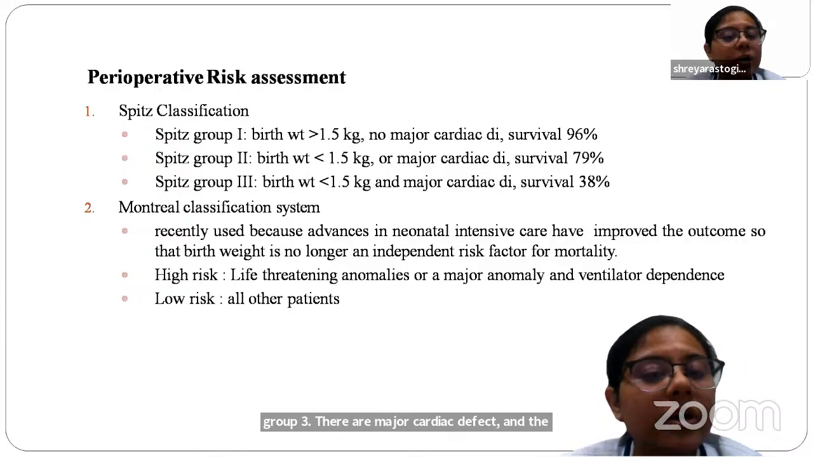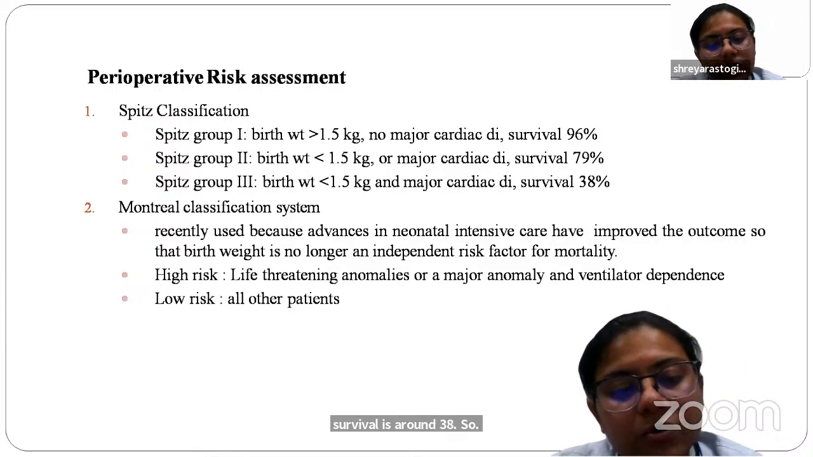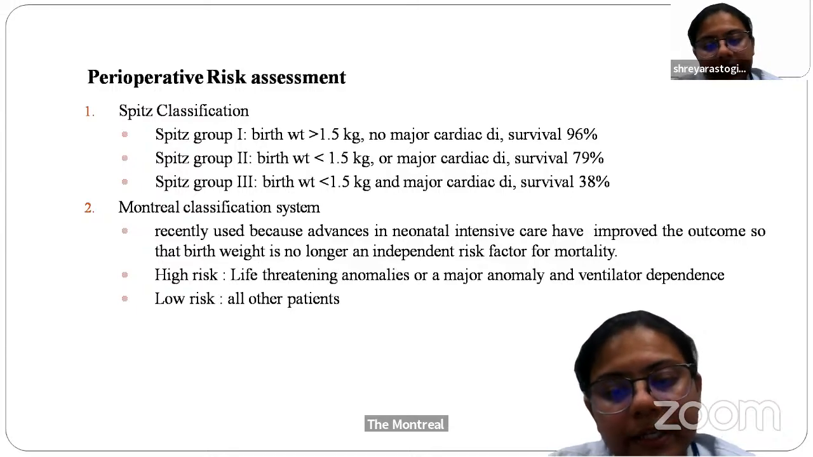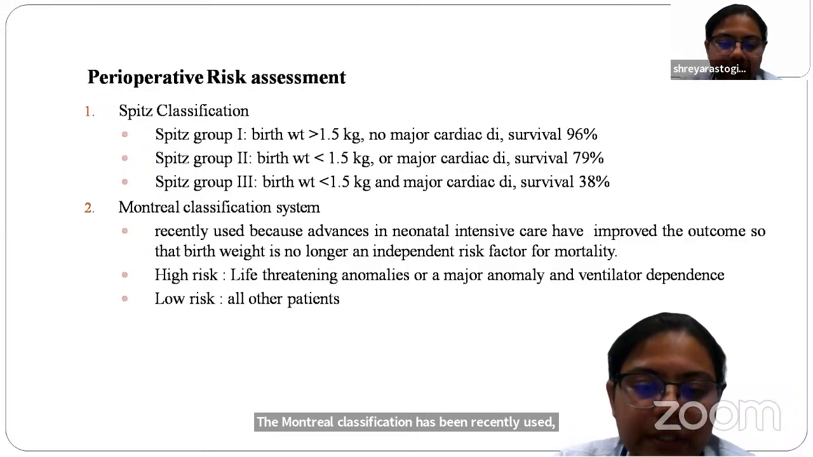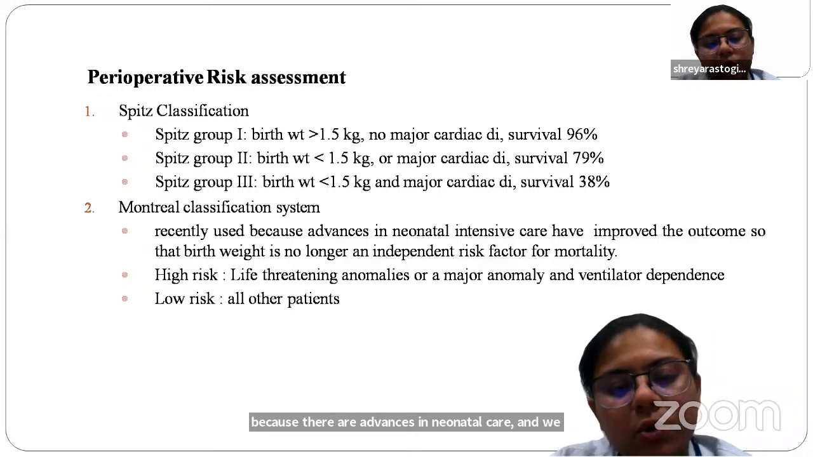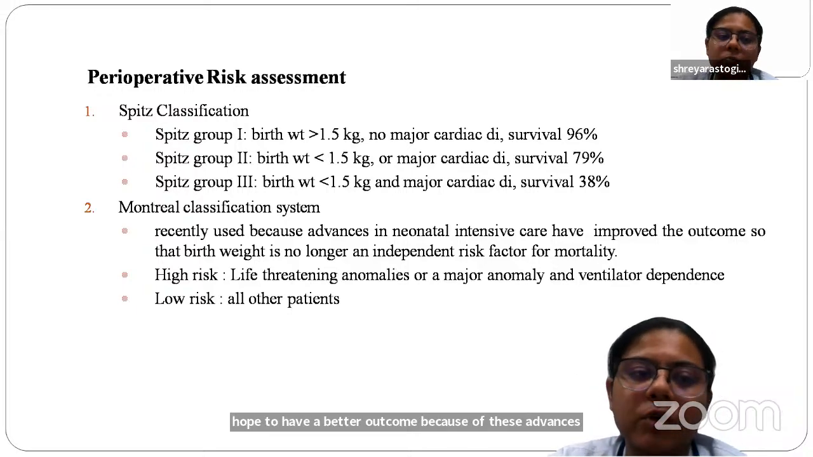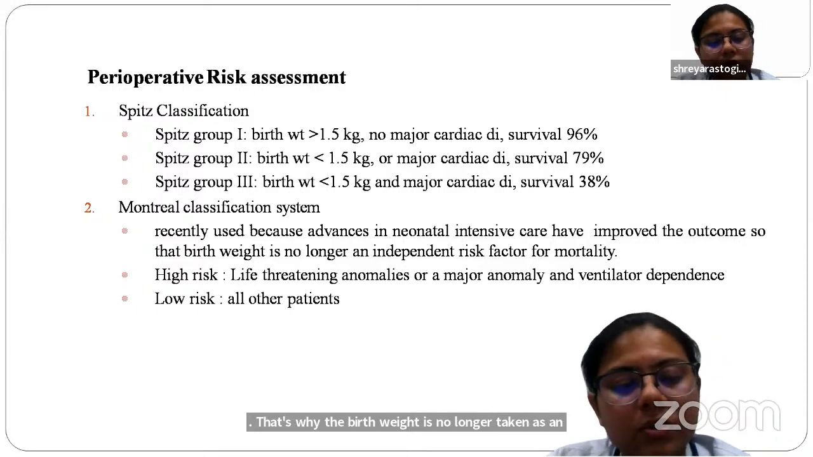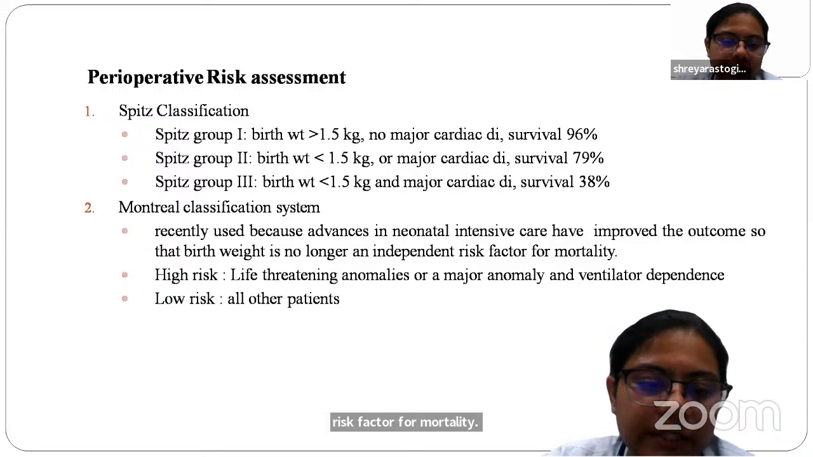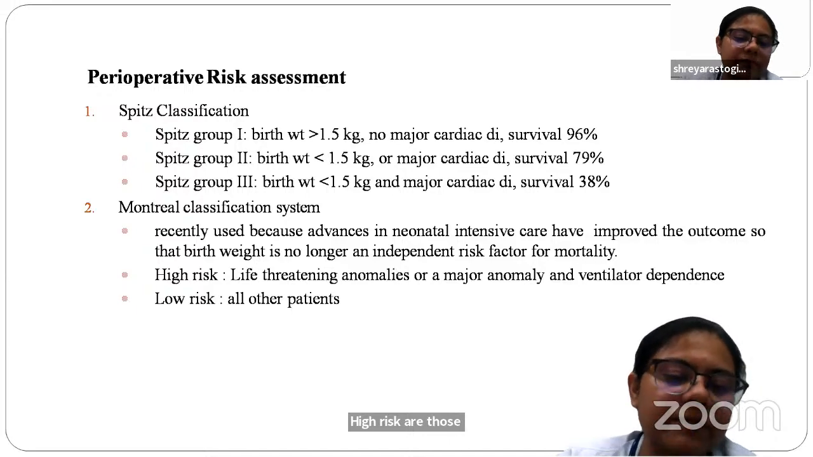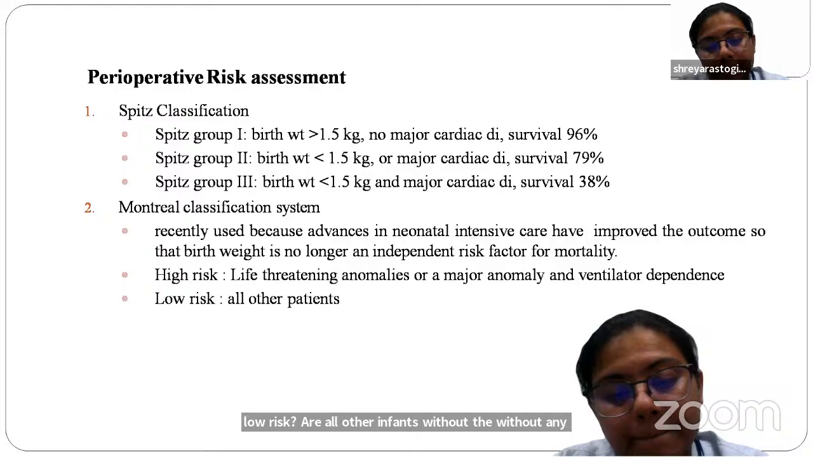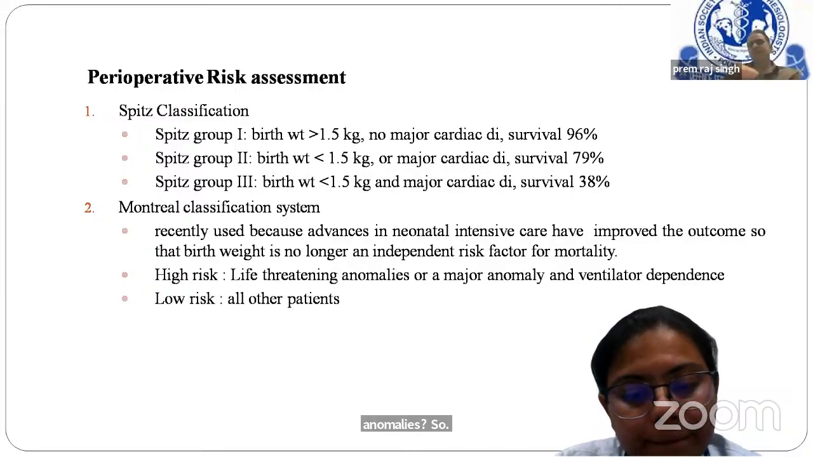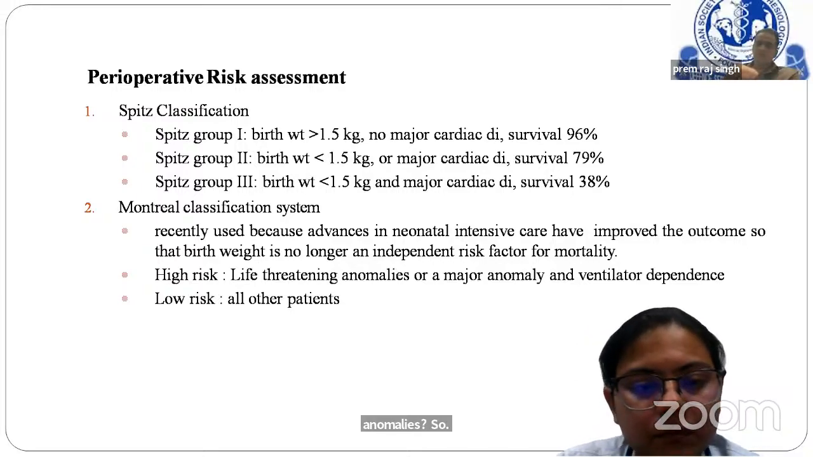So the Montreal classification has been recently used because there are advances in neonatal ICU care, and we hope to have a better outcome because of these advances. That's why the birth weight is no longer taken as a risk factor for mortality. High risk are those infants who have life-threatening anomalies. Low risk are all other infants without any anomalies, sir. Okay. So what will be your anesthetic consideration for this type of cases?